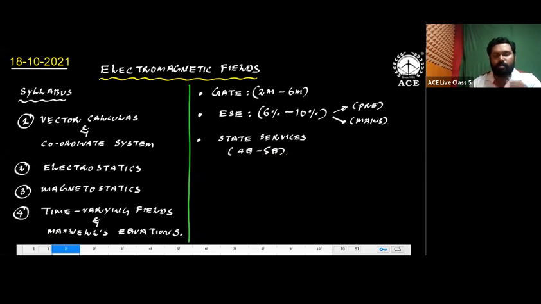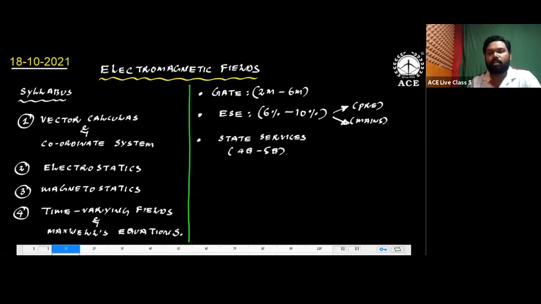Okay. This is the syllabus and this is the weightage. It is approximate, a rough estimation. It's not fixed. This is what we noticed from your previous papers, a survey of your previous papers. Fine. Now, obviously, we need to start with topic number 1, vector calculus and coordinate system.